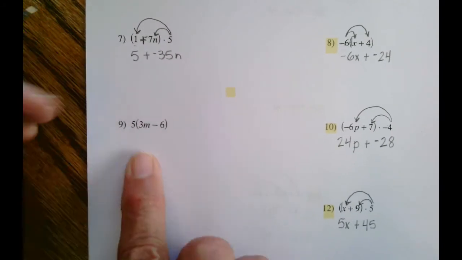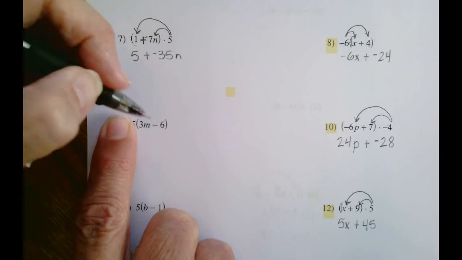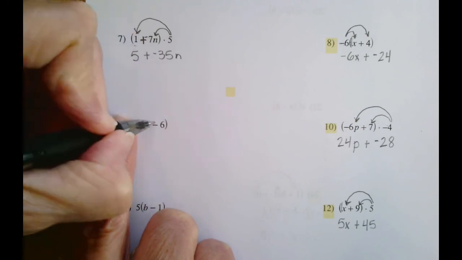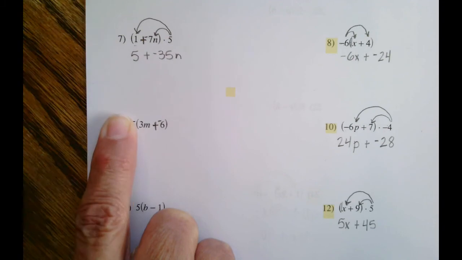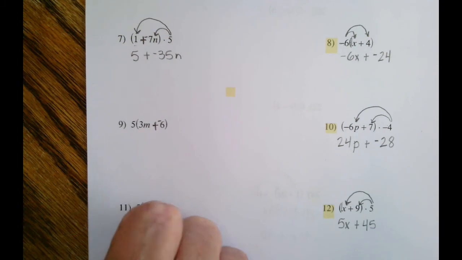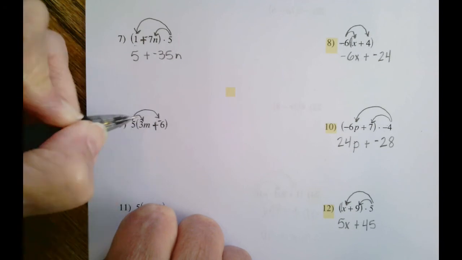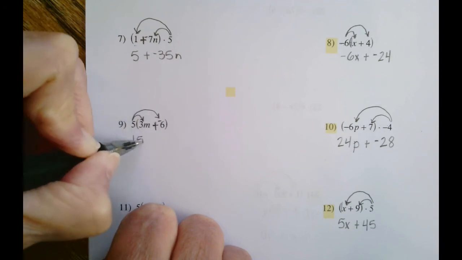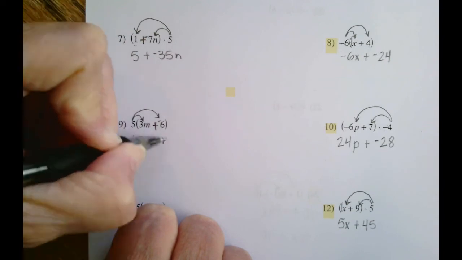Next one. Look at what's inside the parentheses where the subtraction is. Leave the first part alone. Change this to a plus. Change this to a negative. Distribute, distribute, and we're going to have 15m plus a negative 30.